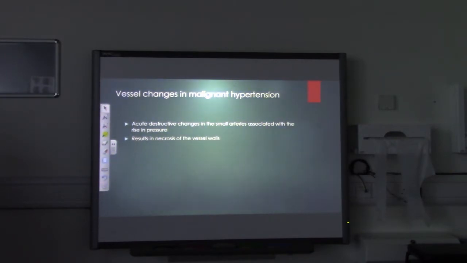Vessel changes in malignant hypertension. This is where we've suddenly seen a rapid increase in blood pressure. Then what we might see is some acute destructive changes in the small arteries associated with the rise in pressure, and this can result in necrosis of the vessel walls.